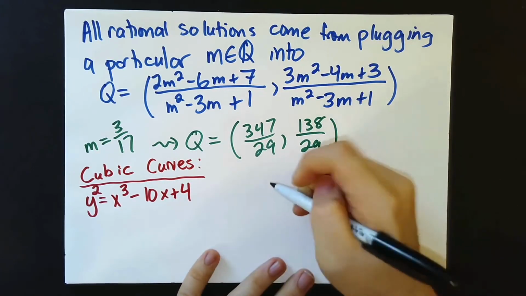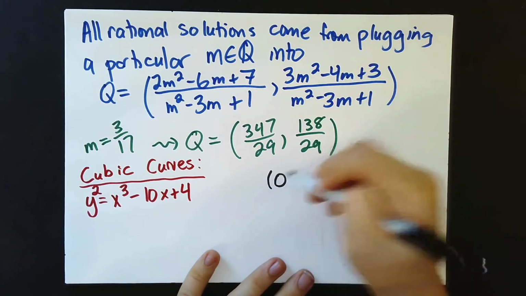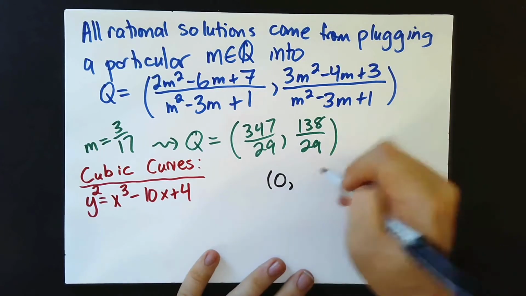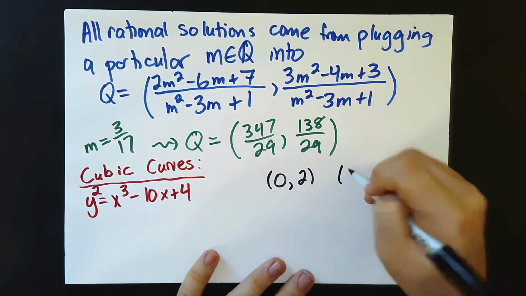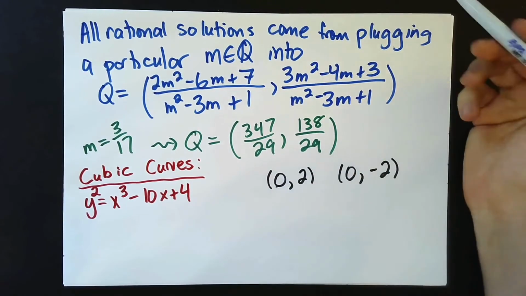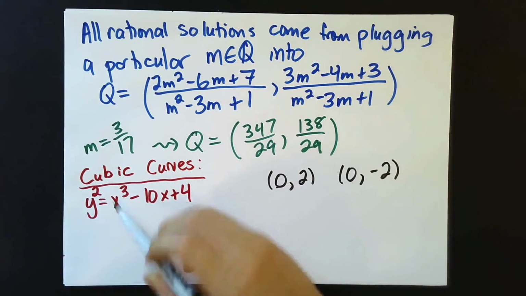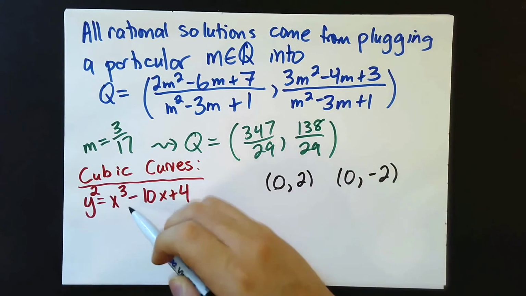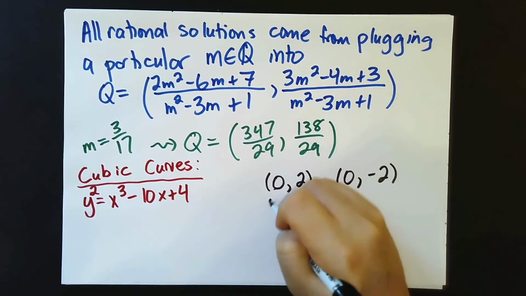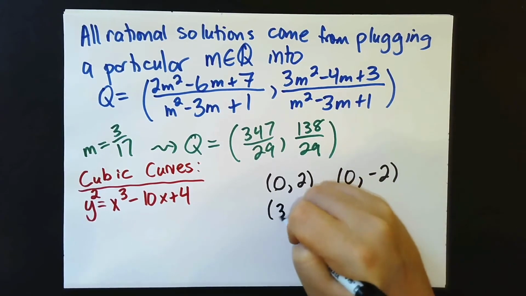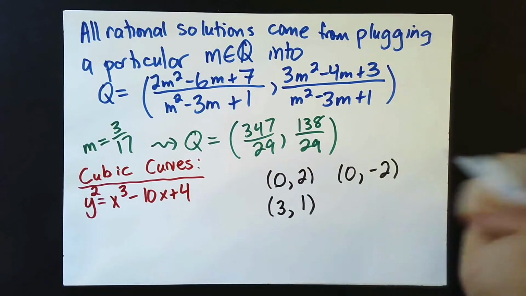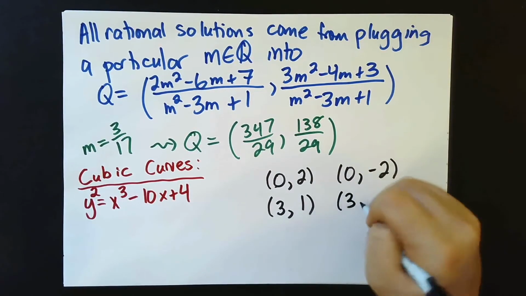So one is that if x is 0, this right-hand side is 4, and so that would match 0, 2, and 0, minus 2. Another you can see is that if x is 3, you get 3 cubed, which is 27 minus 30, which is minus 3 plus 4, which is plus 1. And so that will, in fact, give you 3, comma 1 is a point on this, because 1 squared is 1. So is 3, comma minus 1.